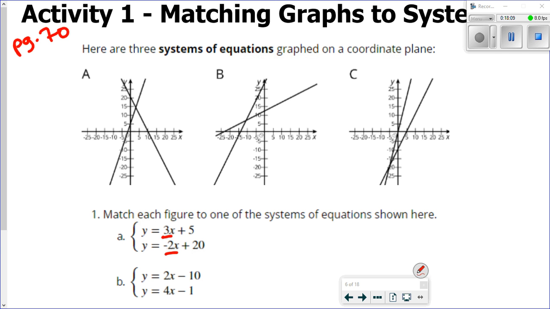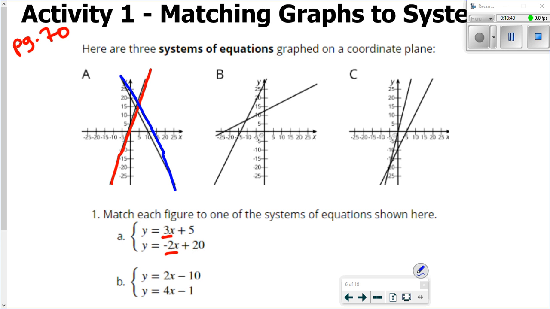So if I have a positive slope of 3 and a negative slope of 2, which of these graphs have both a positive slope and a negative slope? Well, I can eliminate B because both slopes are going up from left to right. I can also eliminate C because, again, both slopes are going up from left to right. Sorry, my calibration must be off. So that leaves me with choice A, which I have a positive slope here and a negative slope here.